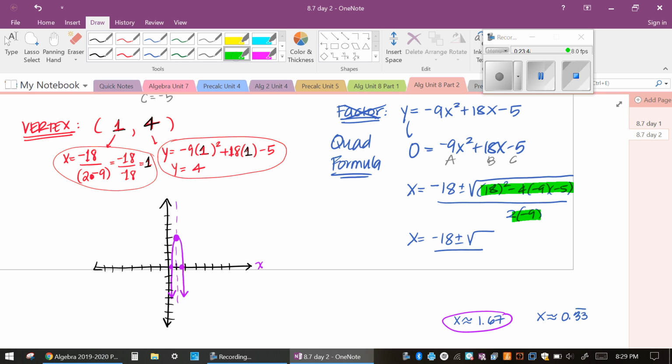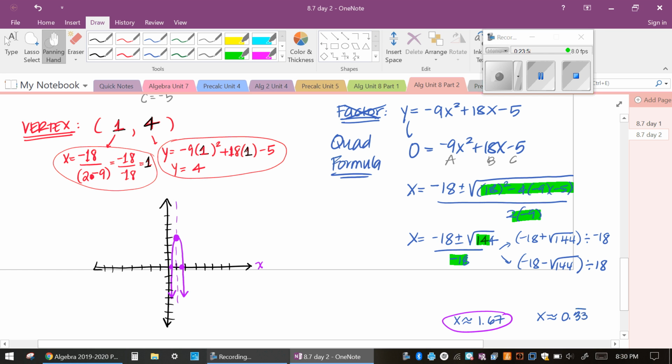Okay, so go ahead and find those answers on your calculator. Pause the video and press play when you're ready and you've got them. Okay, so I got 144 and 18, and then you split it up. So you're going to do negative 18 plus square root of 144. Now, for those of you that notice, square root of 144 is just 12, so you don't have to keep writing square root of 144. You can just write 12. Negative 18 plus 12 is negative 6. Divided by negative 18 gives you 0.33333.